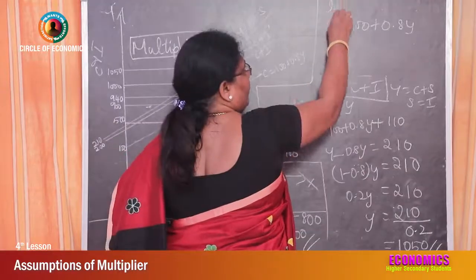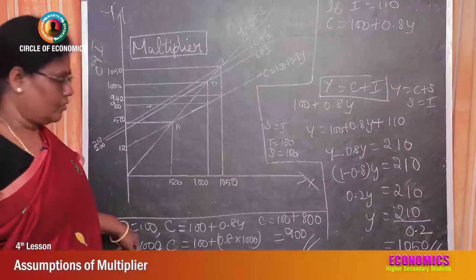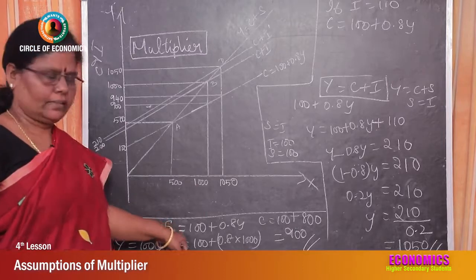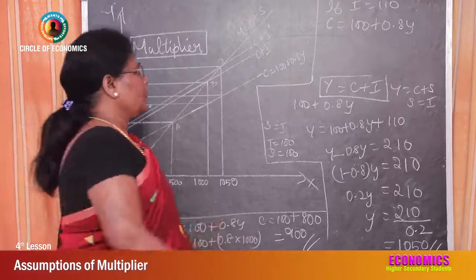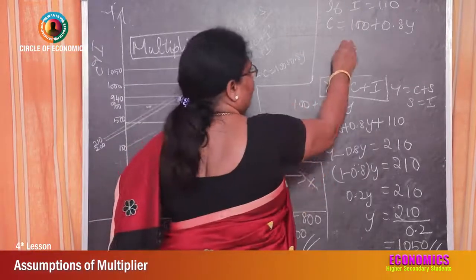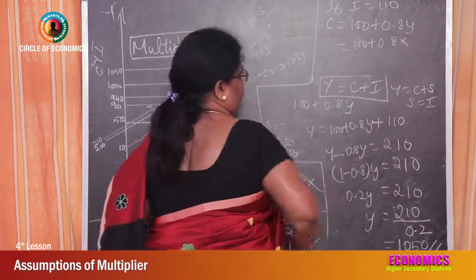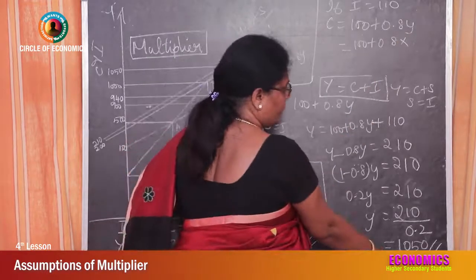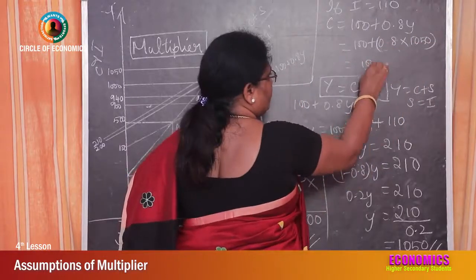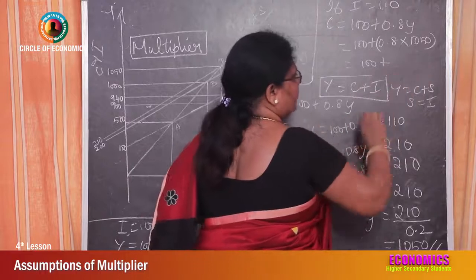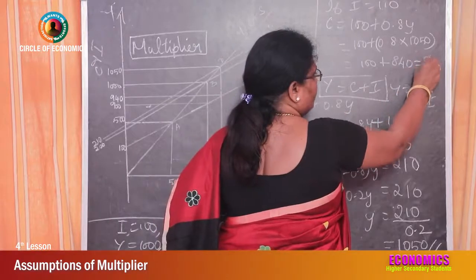If I is equal to 110. We did here, if I is equal to 100, what is C? We have calculated, isn't it? Yes, Y is 1000. Now, if I is equal to 110, you have to apply here, what is C? To find out C, 0.8 into, what is the income we have got? 1050. So this one is equal to 100 plus 1050 into 0.8. 100 plus 840 is equal to 940.